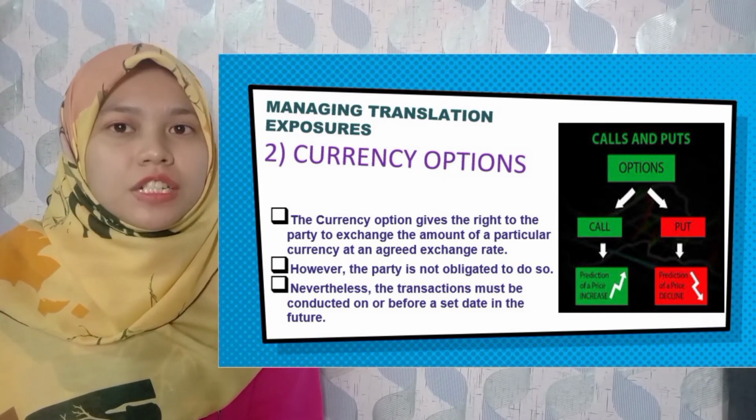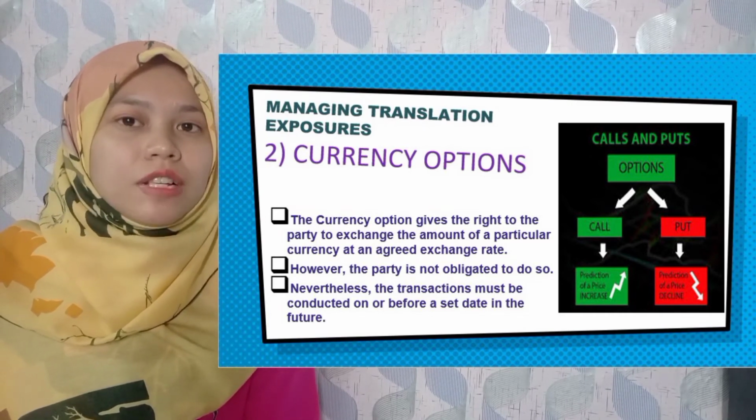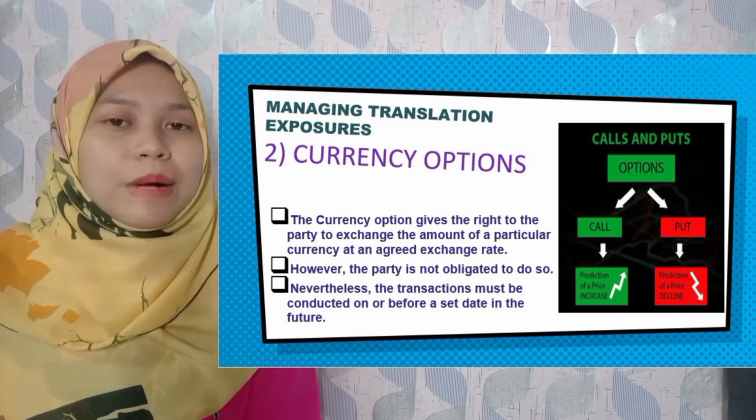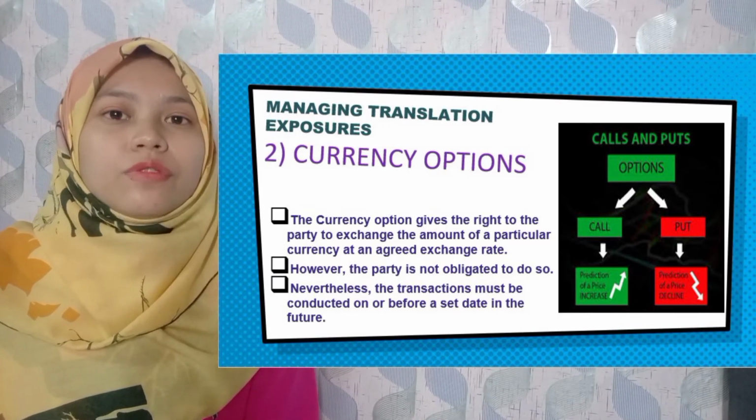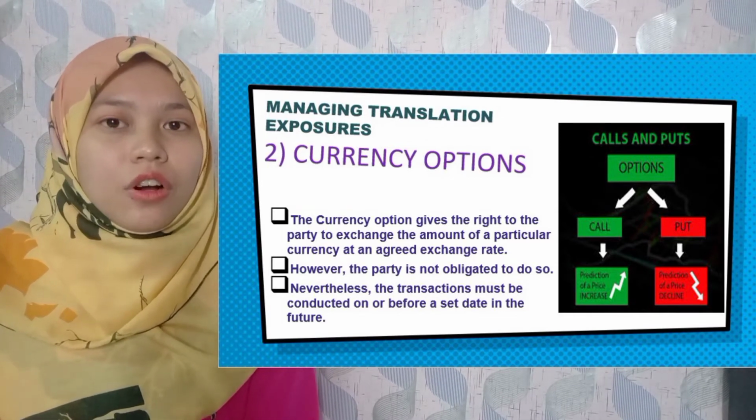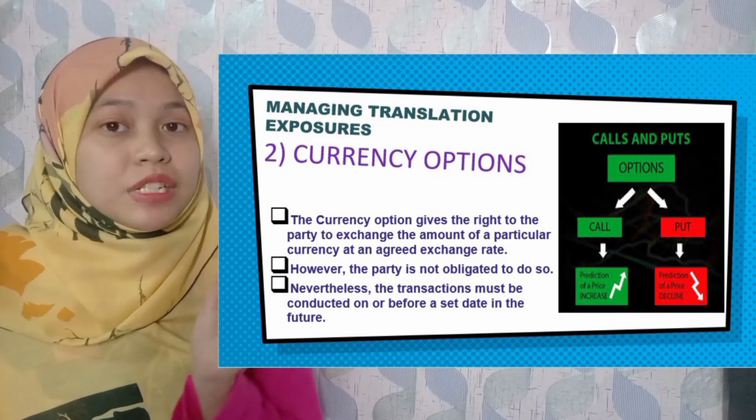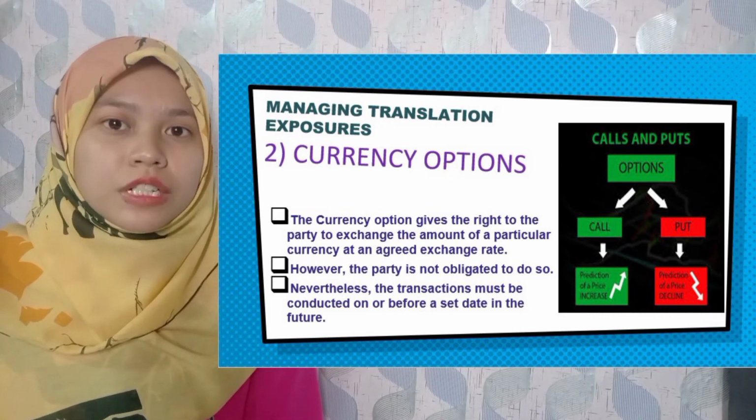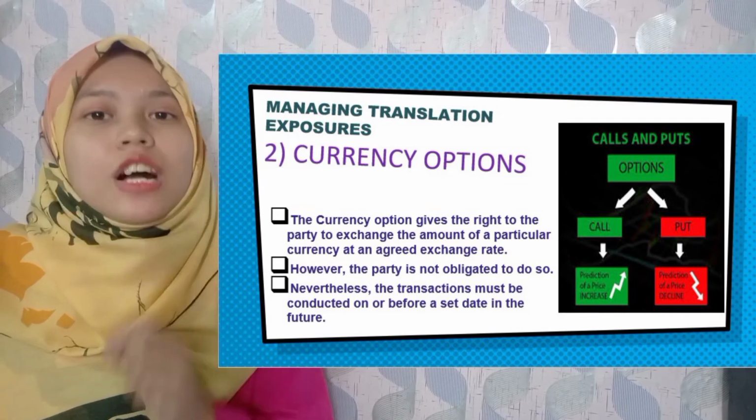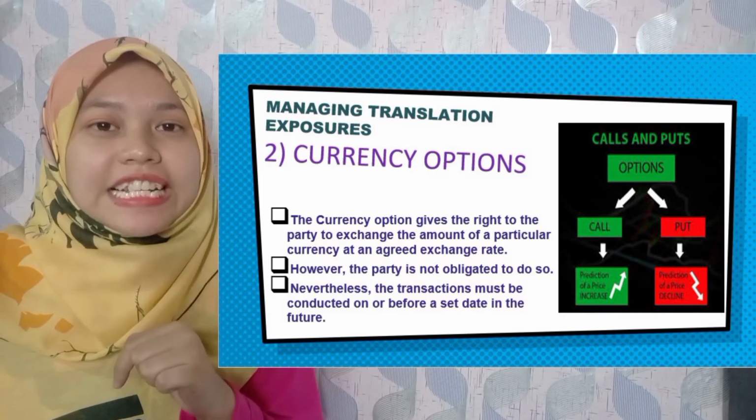The currency option gives the party the right to exchange an amount of a particular currency at an agreed exchange rate. However, the party is not obligated to do so. Nevertheless, the transaction must be conducted on or before a set date in the future. And the picture shows that for a call option, the prediction is that the price increases, while for a put option, the prediction is that the price decreases.